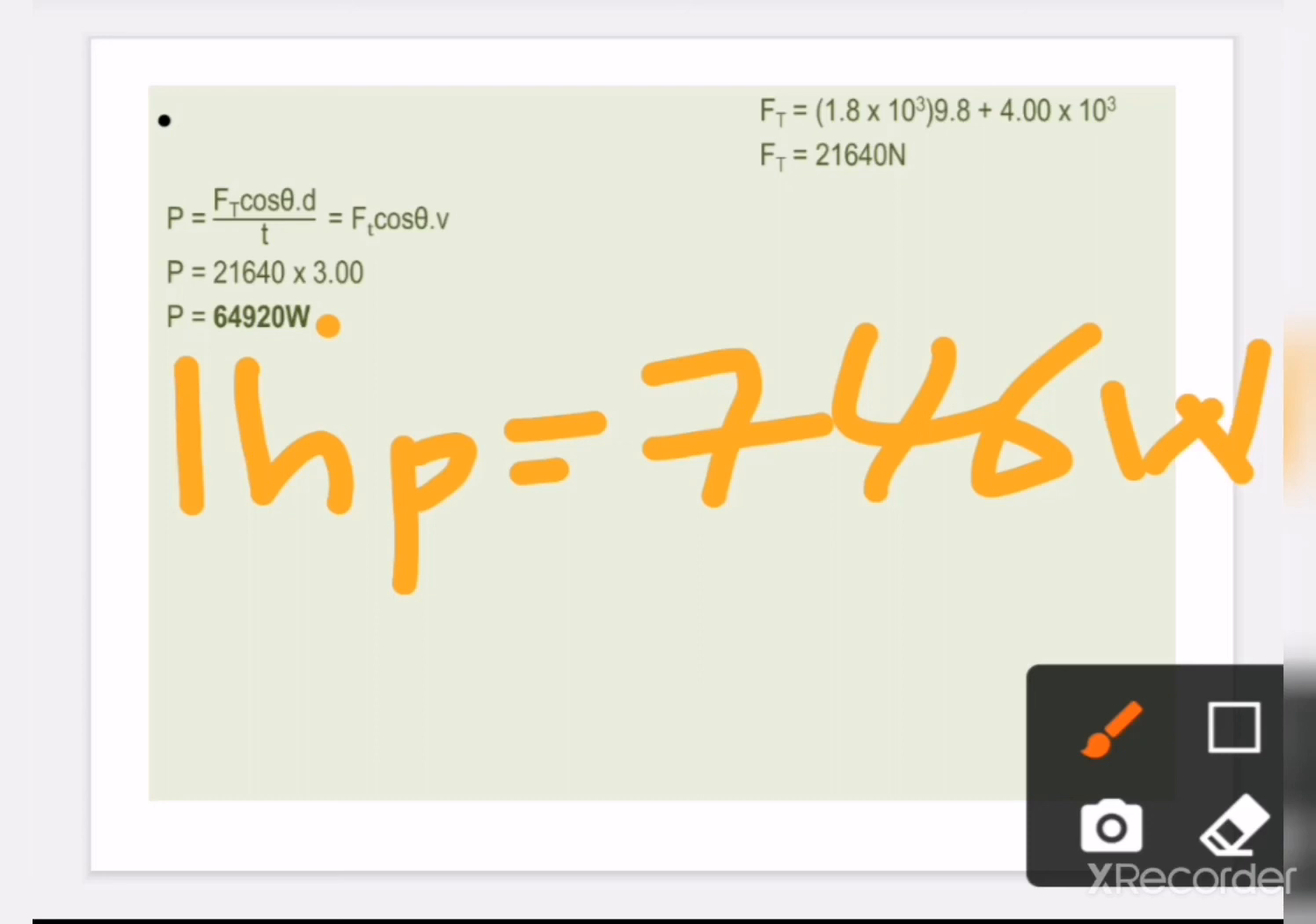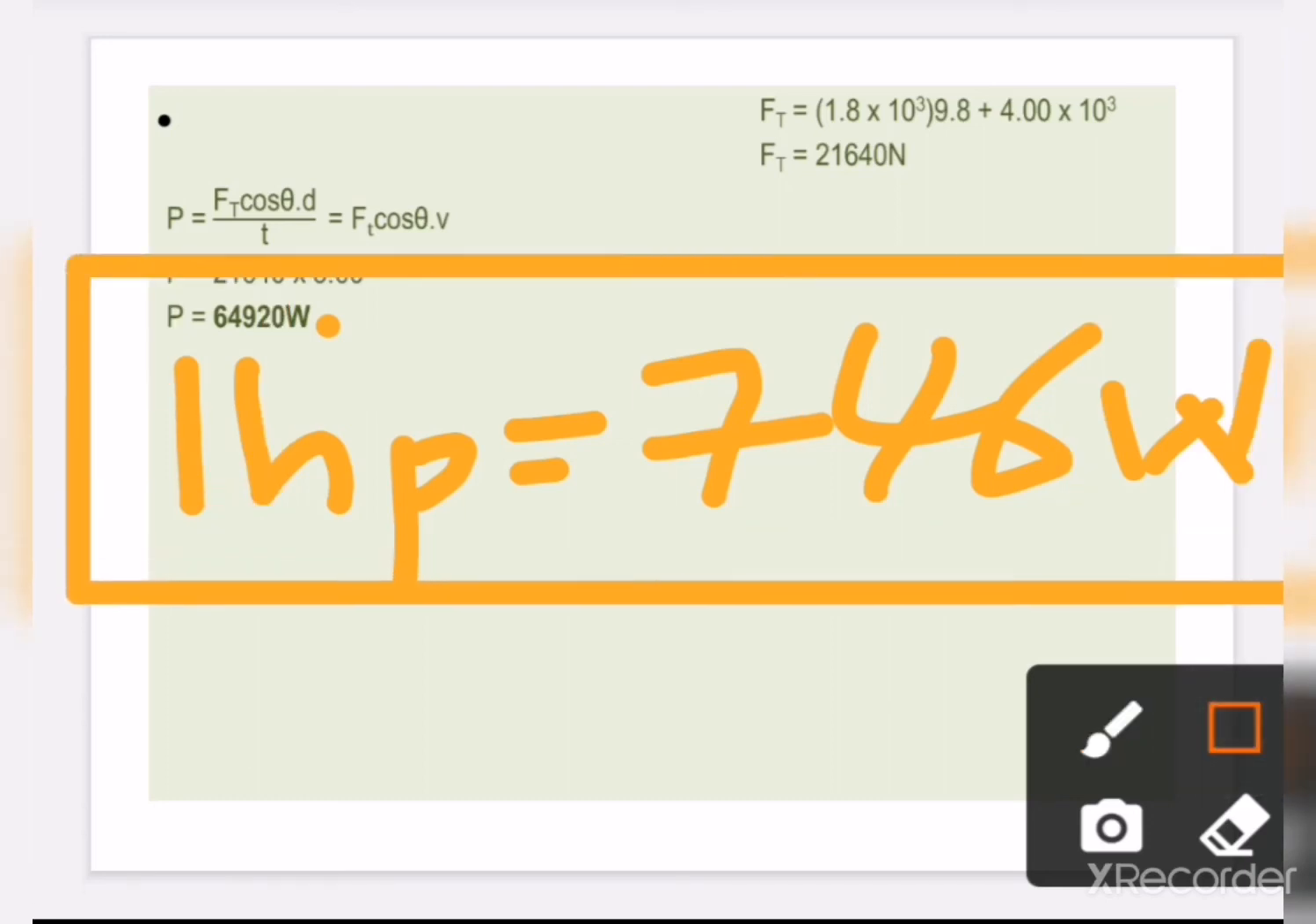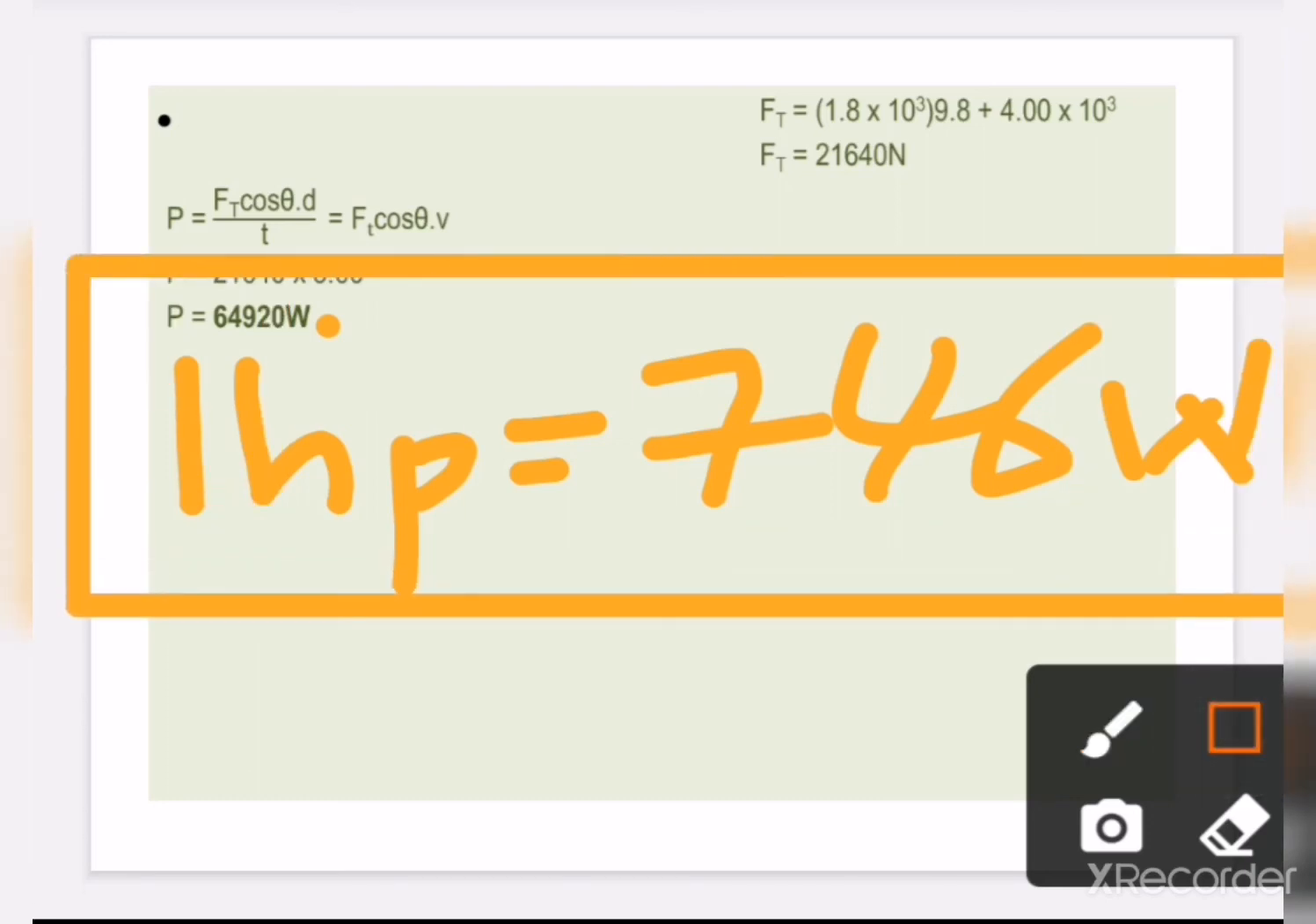But once you have found the power here in watts, it shouldn't be difficult for you to change it into kilowatts and also to change it into horsepower, provided you remember this relation for horsepower and you remember that 1 kilowatt is equivalent to 1,000 watts. Okay, done for now.